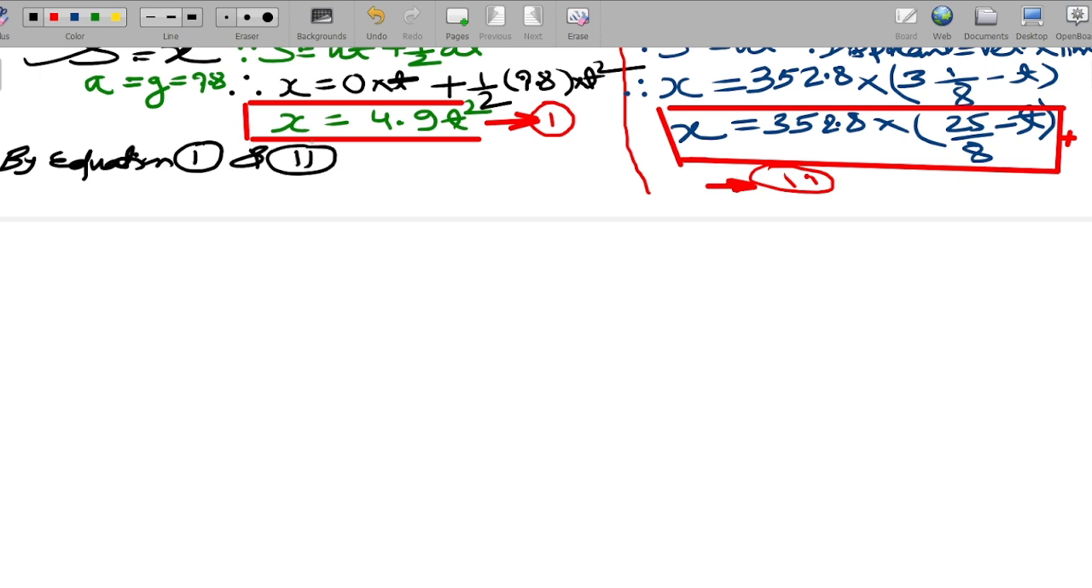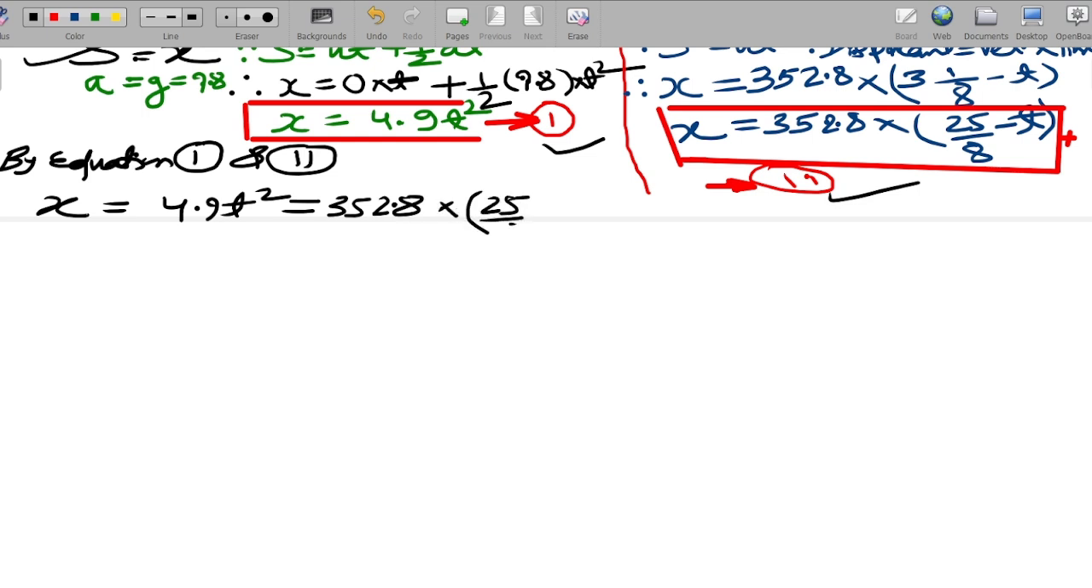We get the value of x as 4.9 t square from equation number 1, and from equation number 2, the value of x is equal to 352.8 into 25 by 8 minus t, right? Just solve this equation to get the value of t.